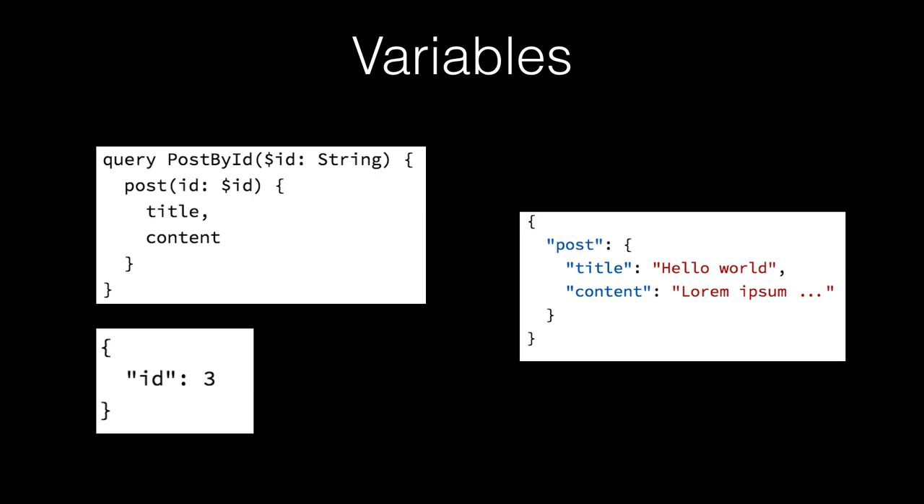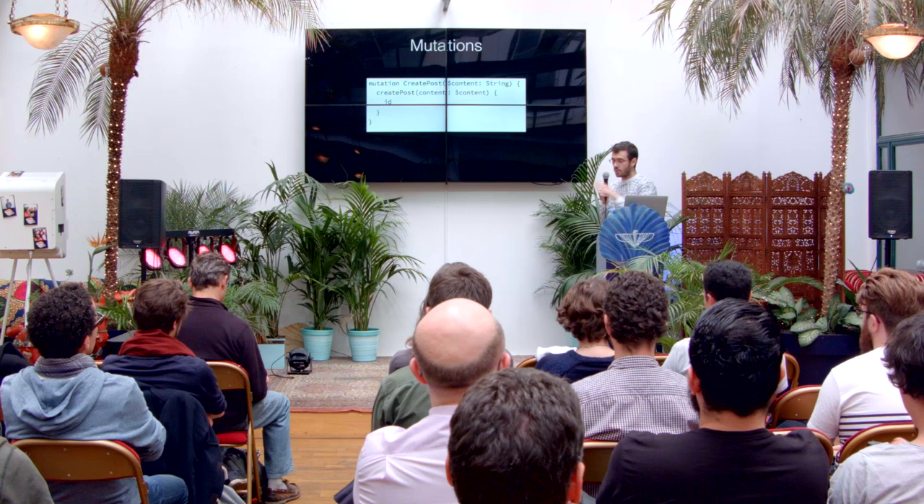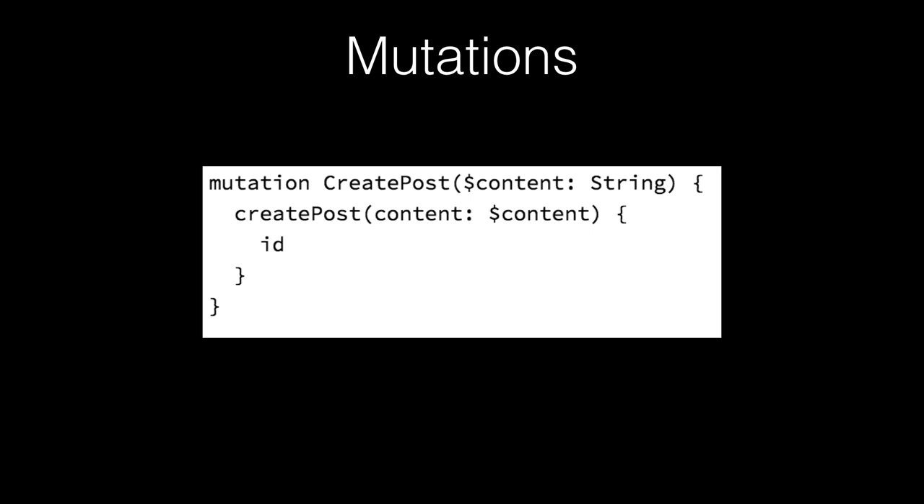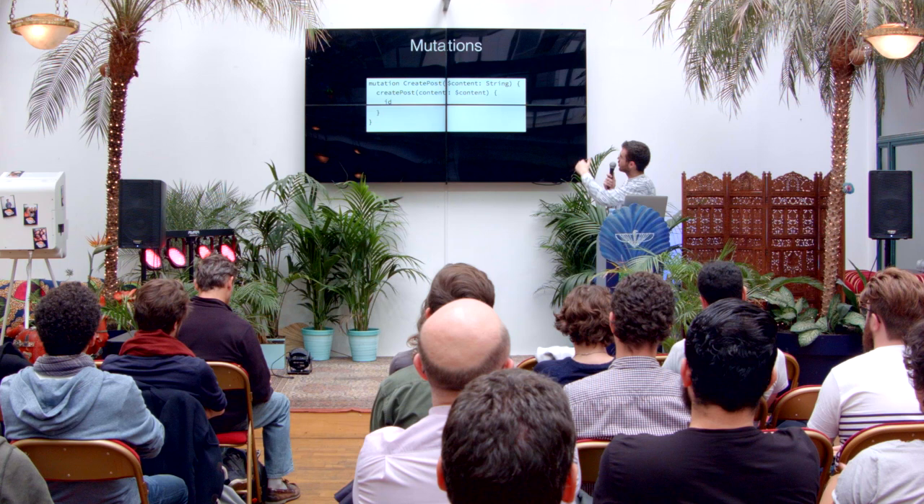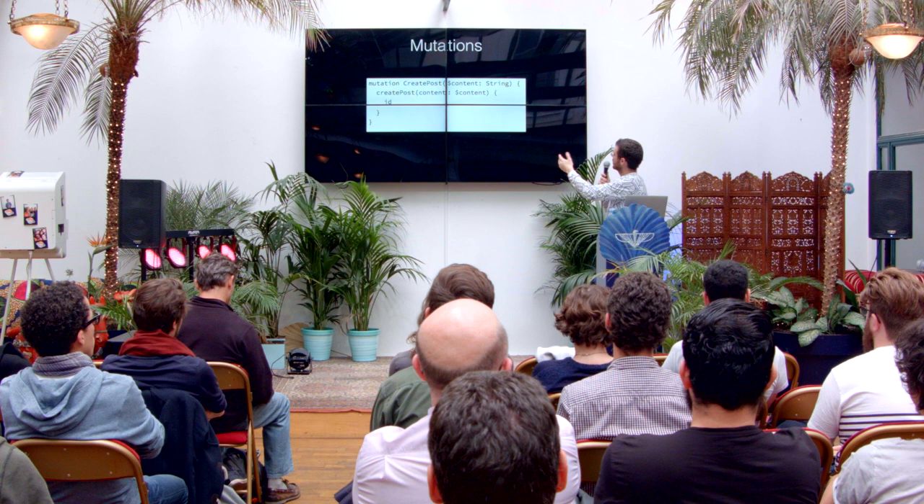We have only seen how to query data with GraphQL, but you can also mutate your data with GraphQL, and it's pretty much the same syntax as for queries. But instead of doing a query, you create a mutation, which takes a variable content, calls the field createPost, and takes the ID on the post returned by this field.